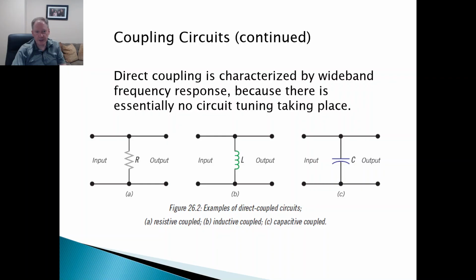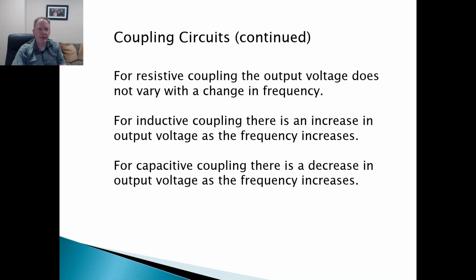We can have it with an inductive coupled circuit, or capacitive coupled. Now, for resistive coupling, the output voltage does not vary with the change in frequency, right? It's just like in DC, it doesn't respond. Resistance is resistance. But for inductive, there is an increase in output voltage as the frequency increases, and then for capacitive, there's a decrease in output voltage as the frequency increases.